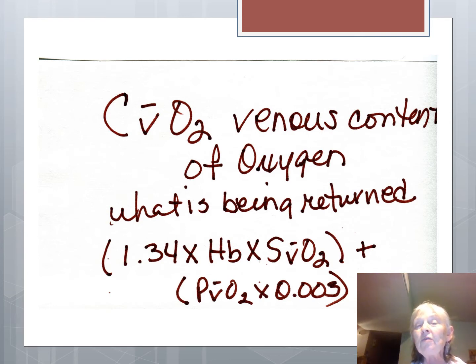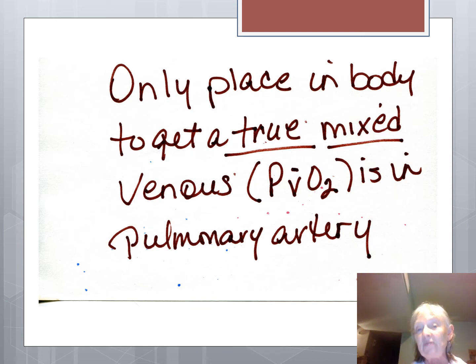CVO2, the little line over the V, means a true mixed venous. Remember again, the true mixed venous comes from the pulmonary artery. The pulmonary artery is the only artery in the body that can give us a true mixed venous. And remember, when we're dealing with these, because this is a shunt equation, the patient has to be on 100% oxygen.